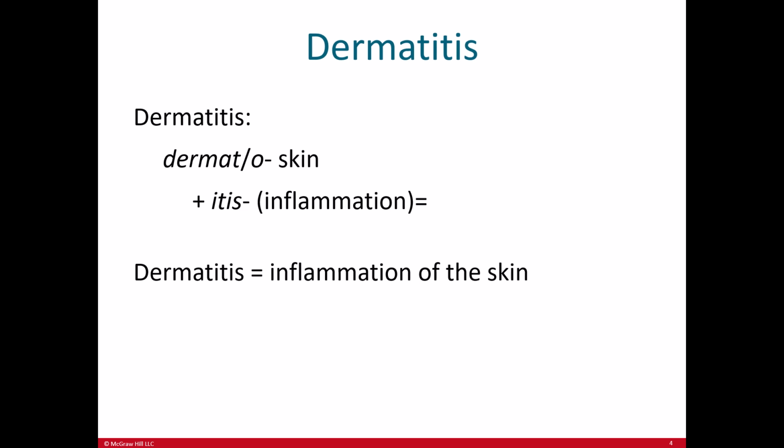So here, we don't really need that combining vowel because itis begins with a vowel, so we can just attach the word root dermat directly to itis to get dermatitis. And remember, we always start from the suffix when we are giving our definition. Therefore, this is inflammation of the skin. So we do inflammation, which is itis, go back to the beginning to dermat, and define that last.